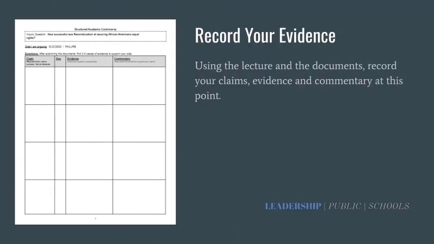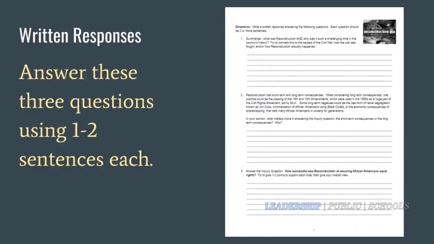Having heard the information in the previous lecture, you should take time to fill out the structured academic controversy in your handout for this exercise. It's entitled, "How Successful Was Reconstruction at Securing African Americans Equal Rights?" You're given a number of different spots in which you can write a claim with reference to a document that is included in your handout, evidence and commentary to help you to better note and understand what the evidence is saying. I'll now take some time to go through the written responses for you to answer using 1 to 2 sentences each.